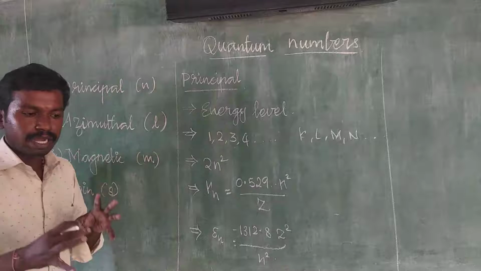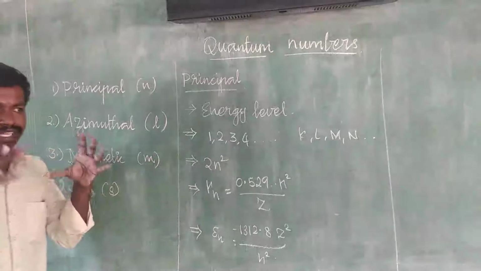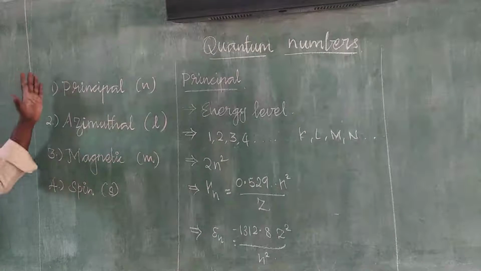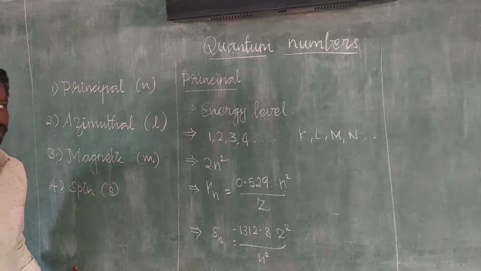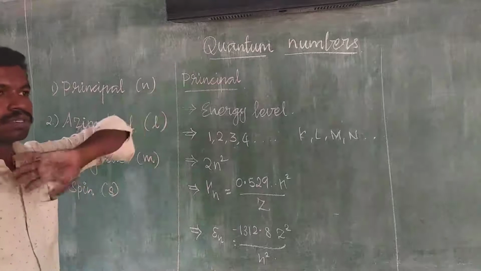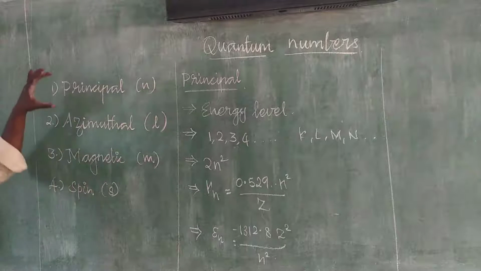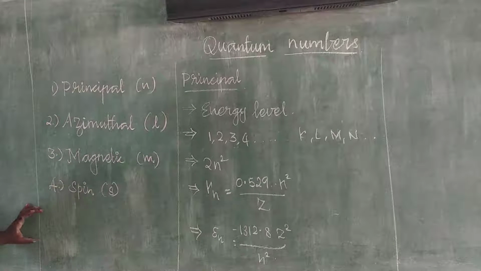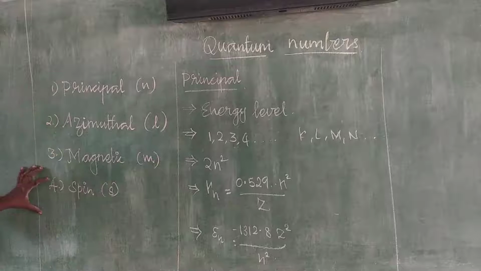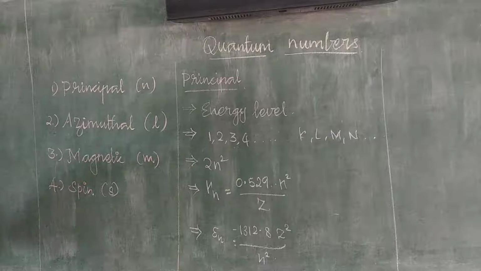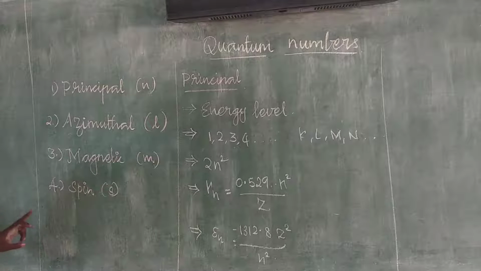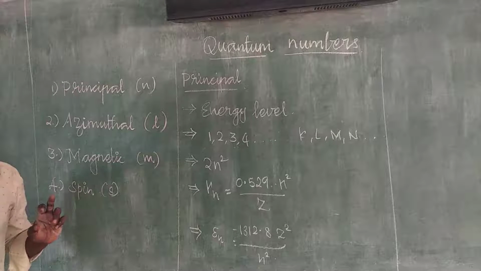The electron's place in the atom is characterized using a set of numbers called quantum numbers. To characterize an electron, quantum numbers were developed. There are four different quantum numbers: the first one is the principal quantum number, the second is the azimuthal quantum number, the third is the magnetic quantum number, and the fourth is the spin quantum number.